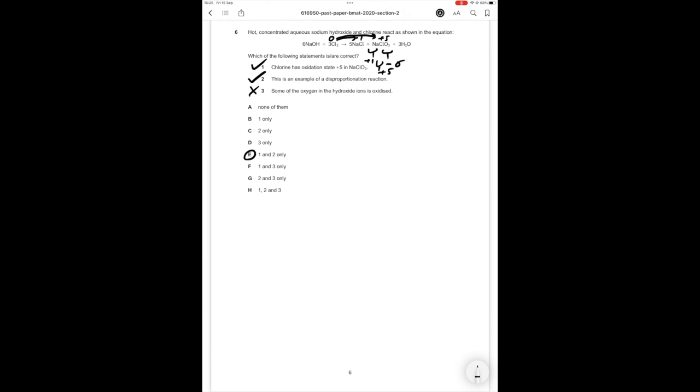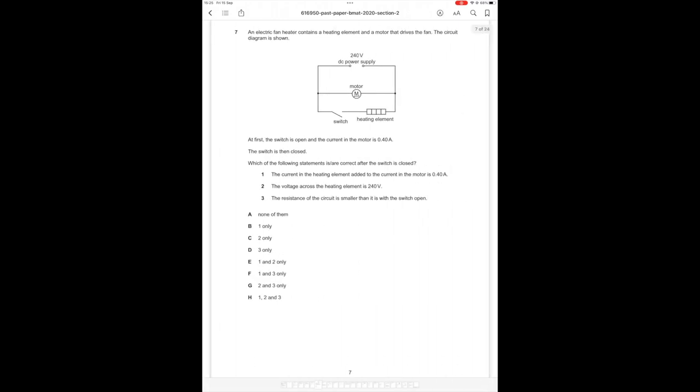And just to go back there, the reason that oxygen in the hydroxide ions is not being oxidized is that the oxygen is not acting as a reducing agent, and the reducing agent is what is oxidized, so the statement is just completely wrong. Right.